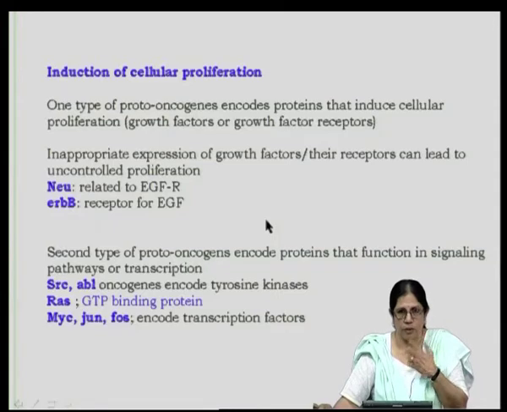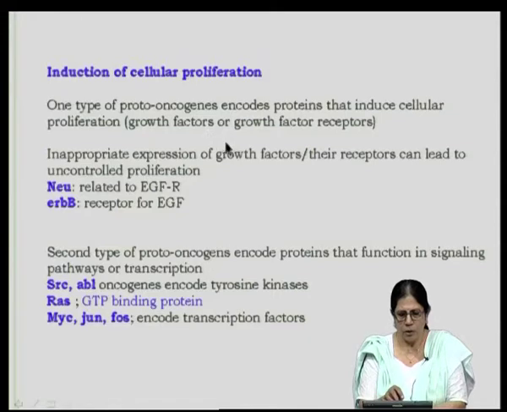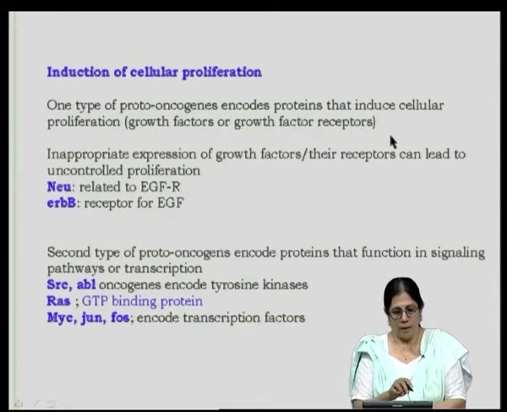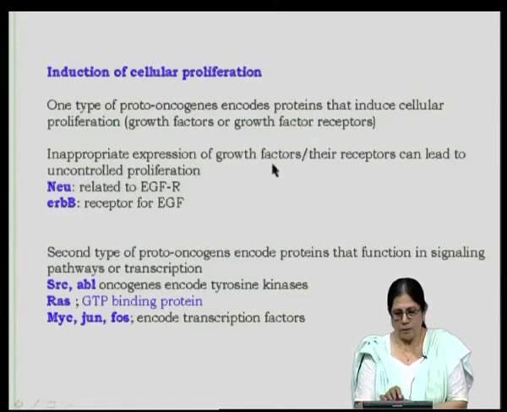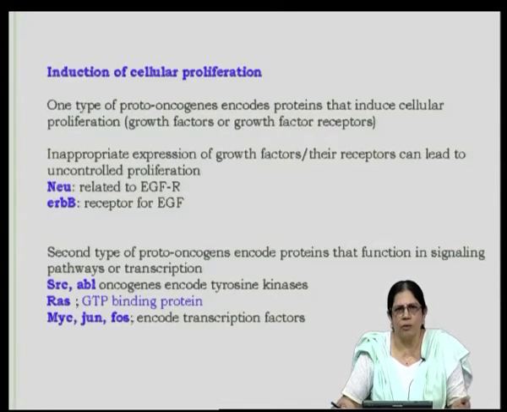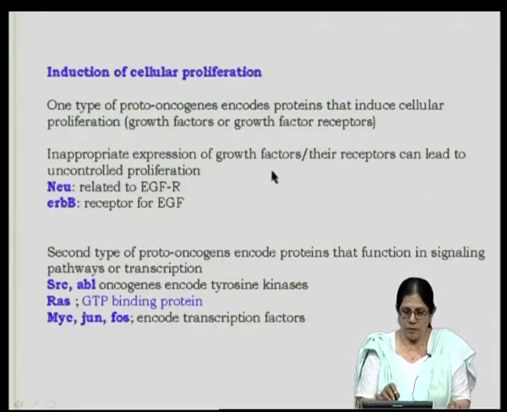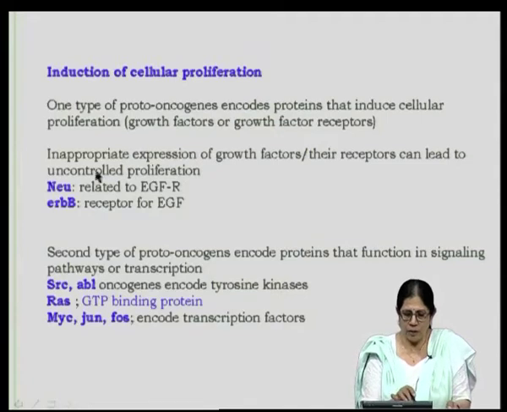Let us first come to induction of cellular proliferation. Now, one type of oncogenes encodes proteins that induce cellular proliferation. Very well known are growth factors or growth factor receptors. Now, how are these proto-oncogenes associated with cancer? If there are mutations, then when the growth factors should be expressed in X numbers, because of these mutations the expression is heightened, and then either the growth factors or the receptors being expressed in an inappropriate way would lead to uncontrolled proliferation.